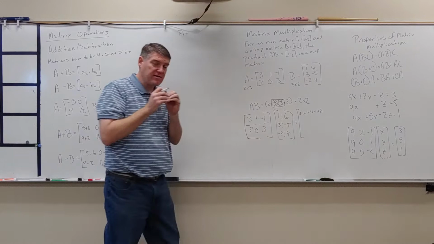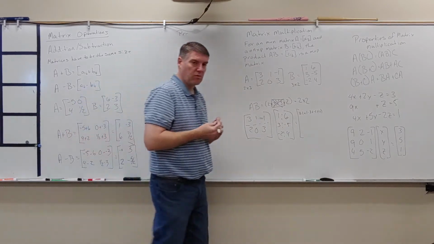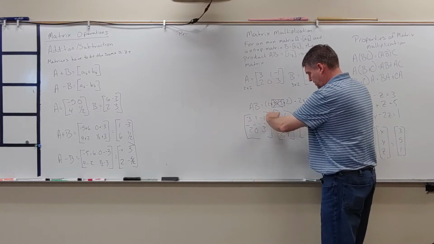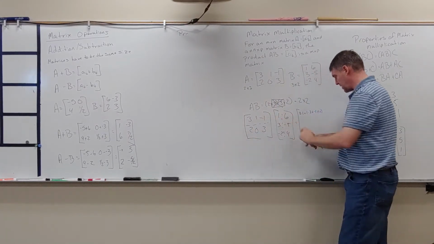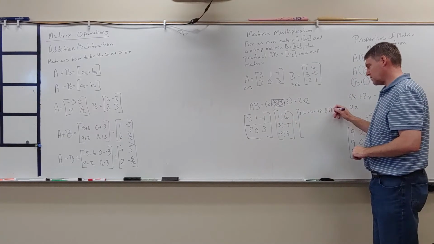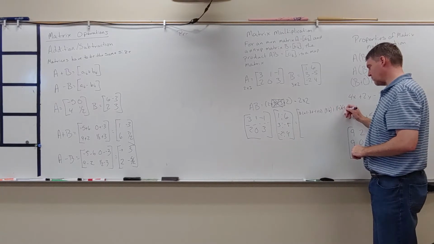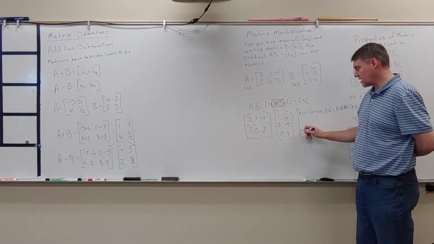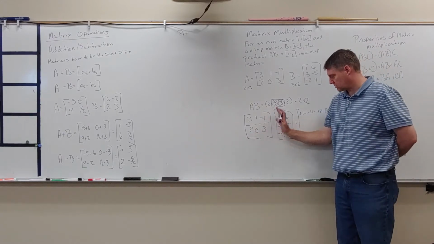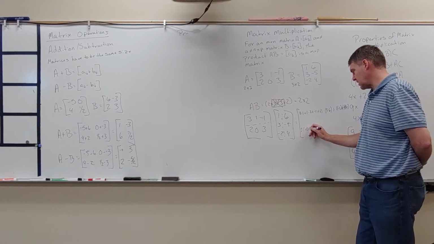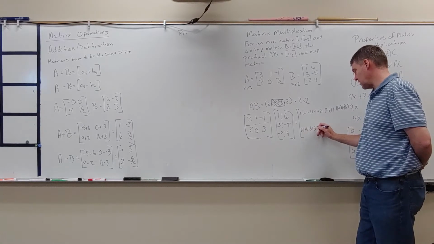So that's my very first element, is I'm going to multiply this whole row here by this column. Now I'm going to take this row and multiply it by the second column. So 3 times 6 plus 1 times negative 5 plus negative 1 times 4. Okay? And then my second row is going to be my second row times my first column. So 2 times 1 plus 0 times 3 plus 3 times negative 2.